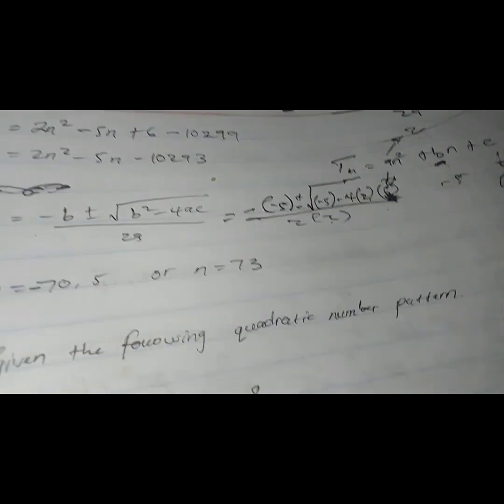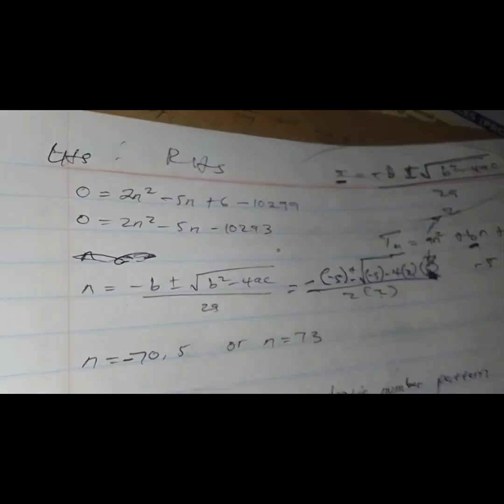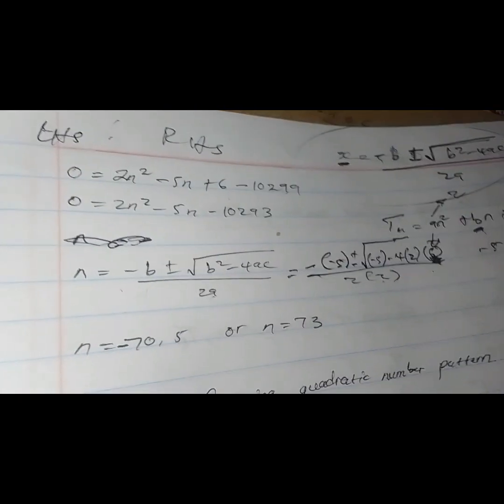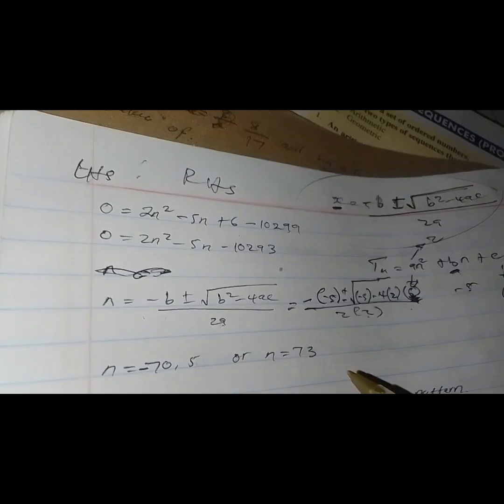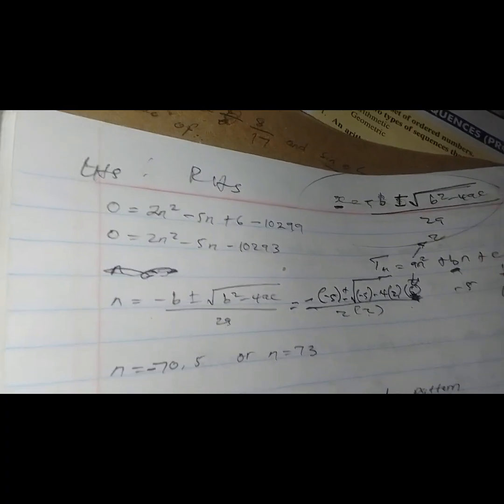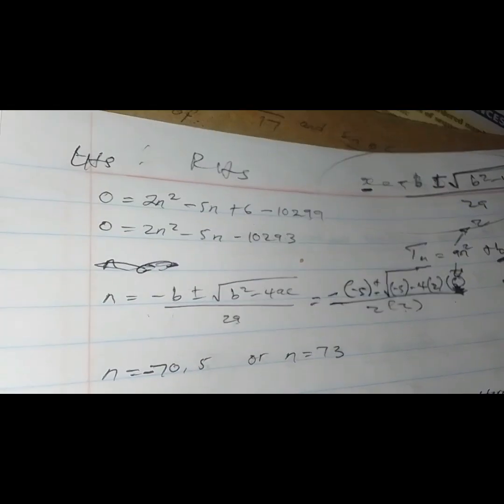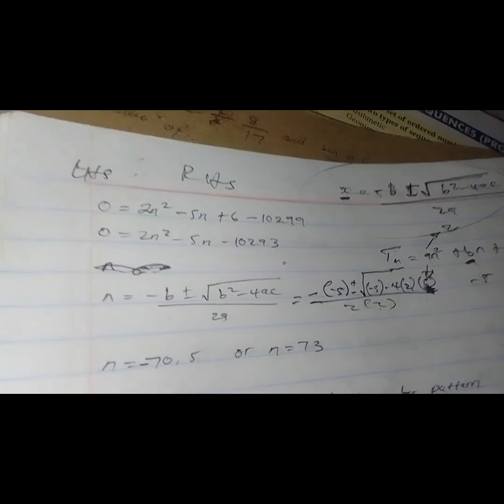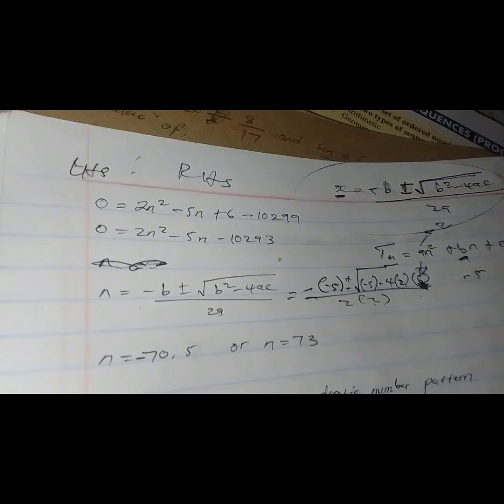So here you're going to find two values. You're always going to find two values here, and then one of them will give you a negative and the other one will give you a positive. So just look at the precise one.